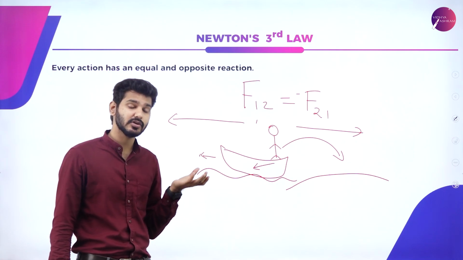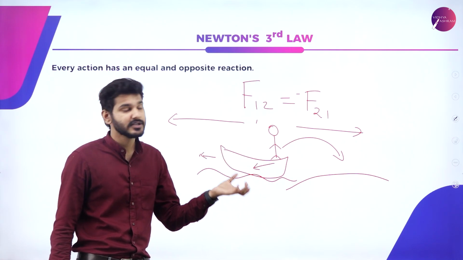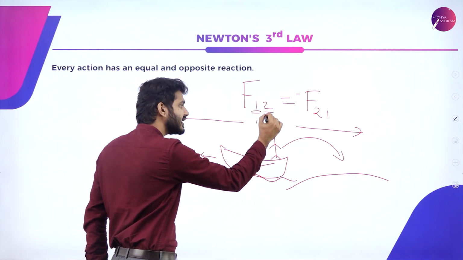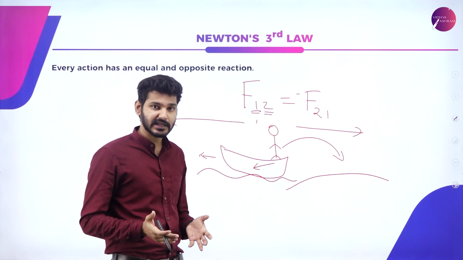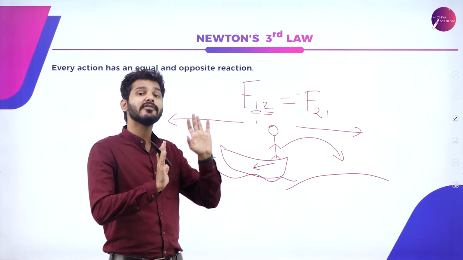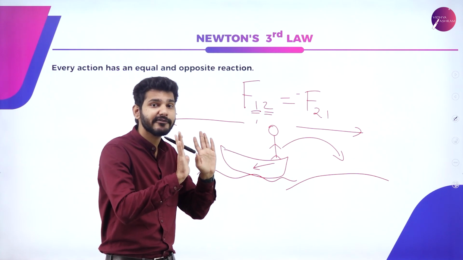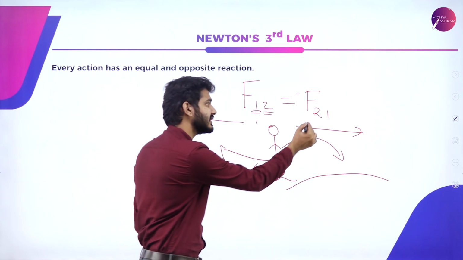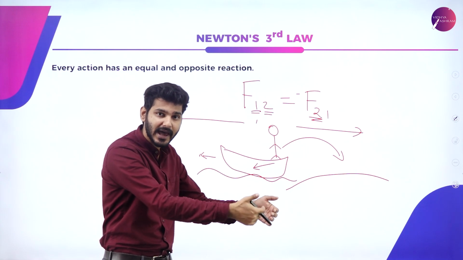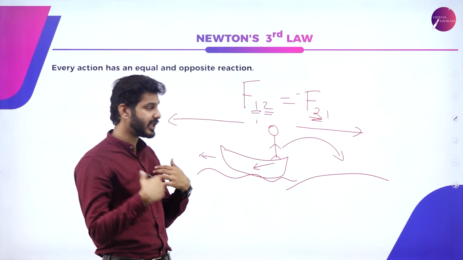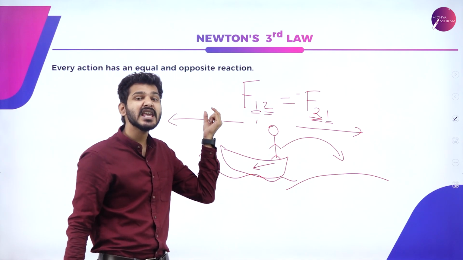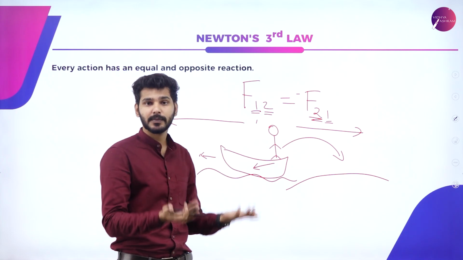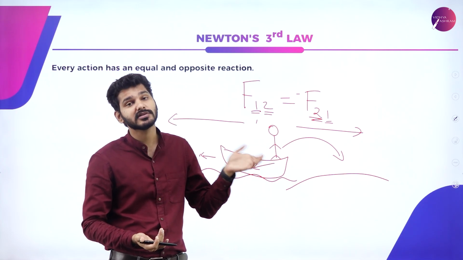The only thing is that Newton defined it in terms of two bodies. So if 1 indicates body number 1 and 2 indicates body number 2, then Newton said that if the first body applies a force onto the second body, then the second body will also apply a force onto the first body with an equal amount of force, just in the opposite direction. Depending on this, you can clearly define Newton's third law of motion.